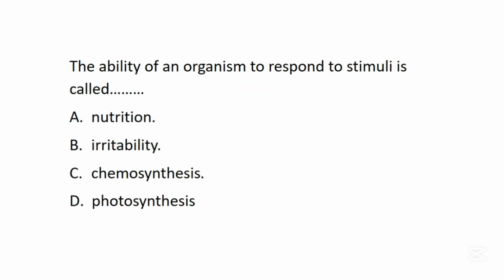The next question says, the ability of an organism to respond to stimuli is called dash. A. Nutrition. B. Irritability. C. Chemosynthesis. D. Photosynthesis. In this question, the correct answer is B. Irritability. So irritability is the ability of an organism or cell to respond to stimuli. And this is one of the characteristics of living things.